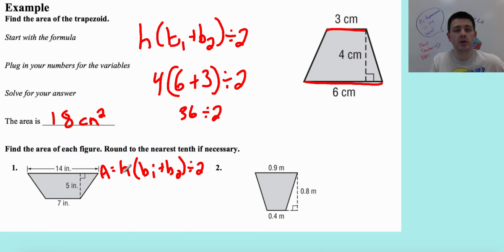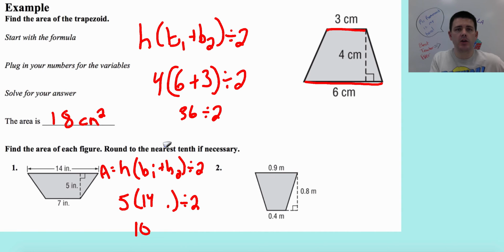So plug in our numbers. Our height is our 5. My bases, 14 and 7. So 14 plus 7. The bases are always the two sides opposite each other. They're parallel to each other. And then we divide by 2. 14 plus 7 is 21. 21 times 5 is 105.